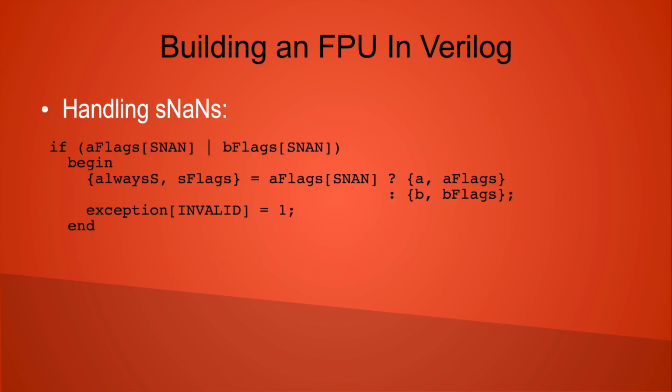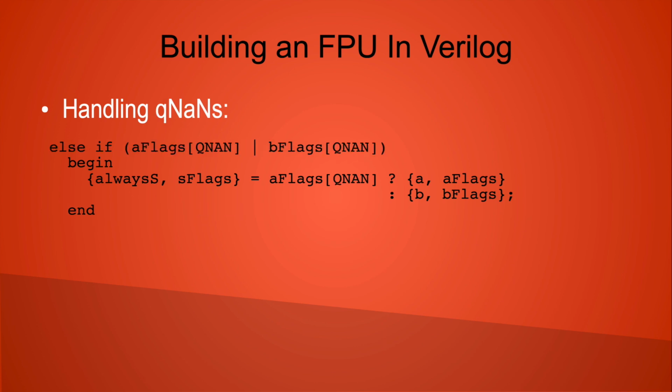So let's start writing the code for the floating point addition circuit. As before, we'll start with the special cases. If one or both of the operands is a signaling NaN, we need to return a signaling NaN. We also need to raise the invalid exception. If neither operand is a signaling NaN, and one or both of the operands is a quiet NaN, we return a quiet NaN.